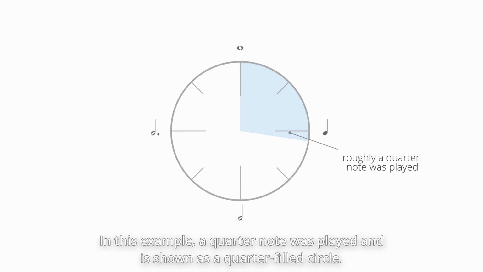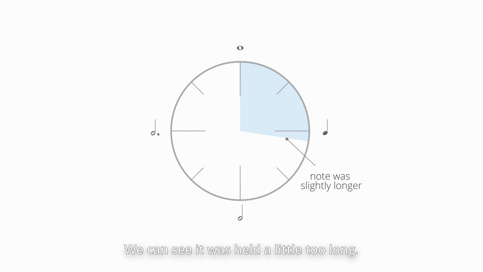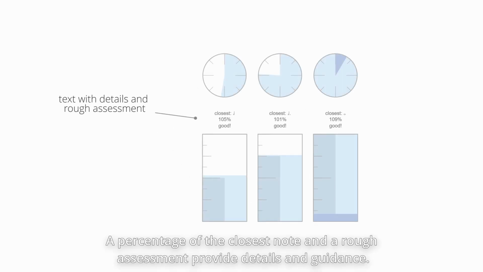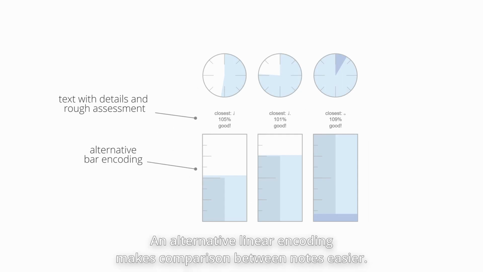In this example, a quarter note was played and is shown as a quarter-filled circle. We can see it was held a little too long. A percentage of the closest note and a rough assessment provide details and guidance. An alternative linear encoding makes comparison between notes easier.